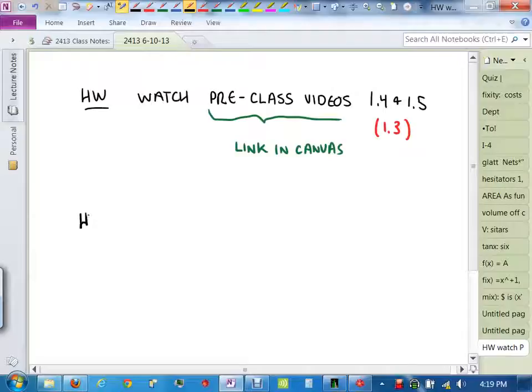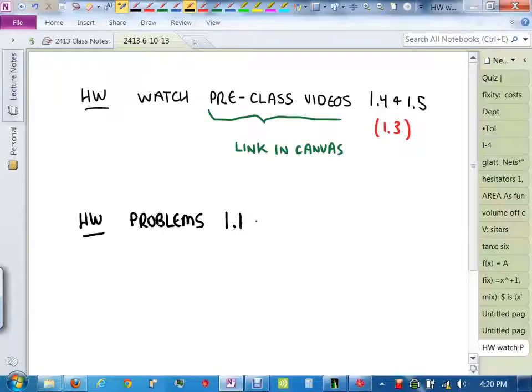Now, the homework problems that you should do will come from 1.1 through 1.3. Normally, I would give them to you right now, like I'd write them down at the end of class. I don't have it ready yet. I wanted to see how this first day went before I locked myself in.